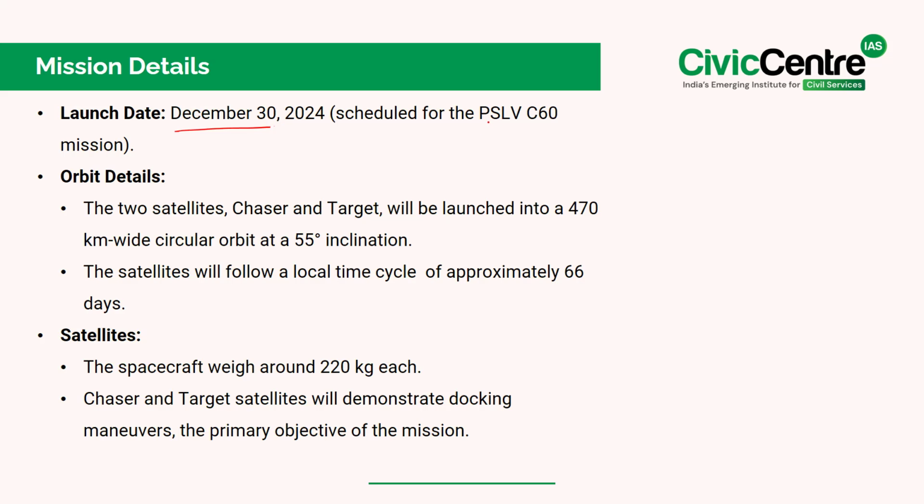And two satellites, Chaser and Target, will be launched to a 470 km circular orbit at a 55-degree inclination. Know that the satellites will follow a local time cycle of approximately 66 days. So, talking about the satellites, each spacecraft weighs around 220 kgs. So, the Chaser and the Target satellites will demonstrate docking maneuvers, which is the primary objective of the mission.